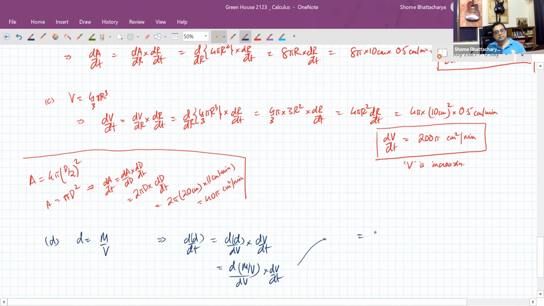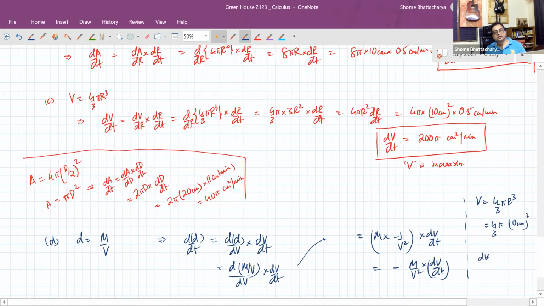So next step, this will become what? M is a constant, it comes out, and differentiation of 1 by v with respect to v. So that is minus 1 by v square. So the rate of change of density will be a negative quantity because the density will be decreasing, and it will be given like this. And now we can substitute that at that particular moment, the volume is how much? 4 by 3 pi r cube. So it is 4 by 3 pi into 10 centimeter cube. And dv by dt, we had just seen above, was 200 pi centimeter square, sorry, centimeter cube.